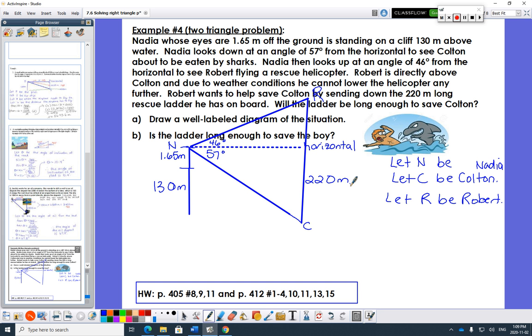So the ladder is 220 meters. Do we know if the distance from here to here is 220? No. So let's find that distance and then we'll see if they're the same. Is it 220? So probably what you want to do is you could label them X and Y. You can kind of see, oh, I have two little triangles.